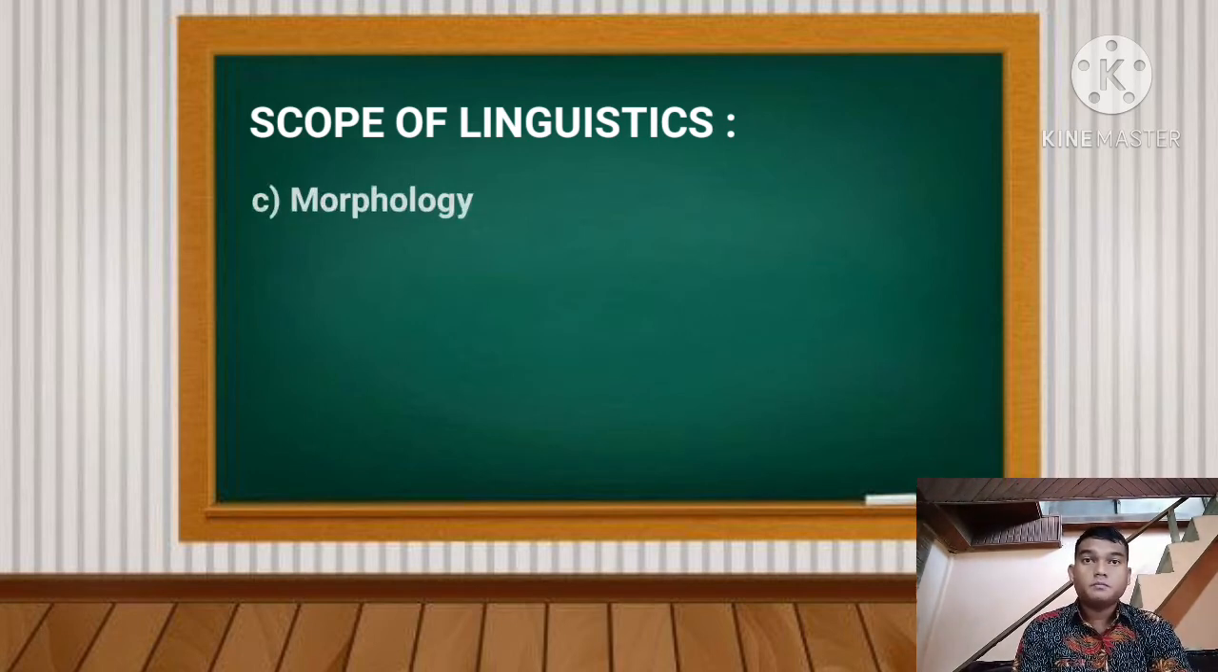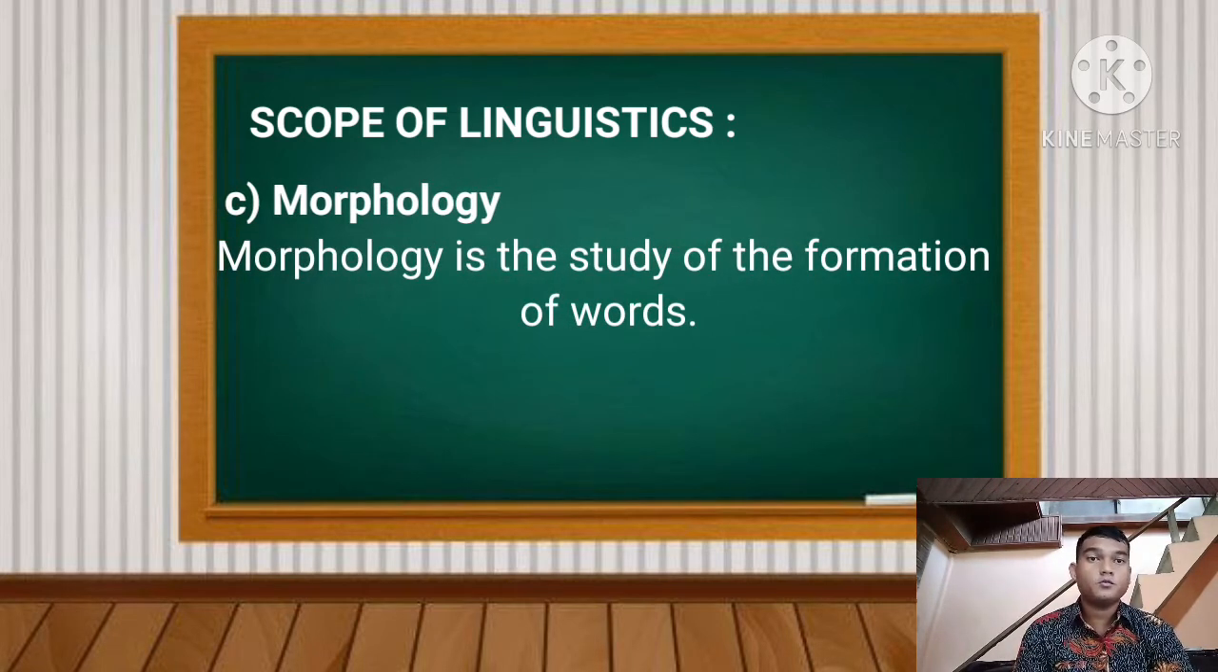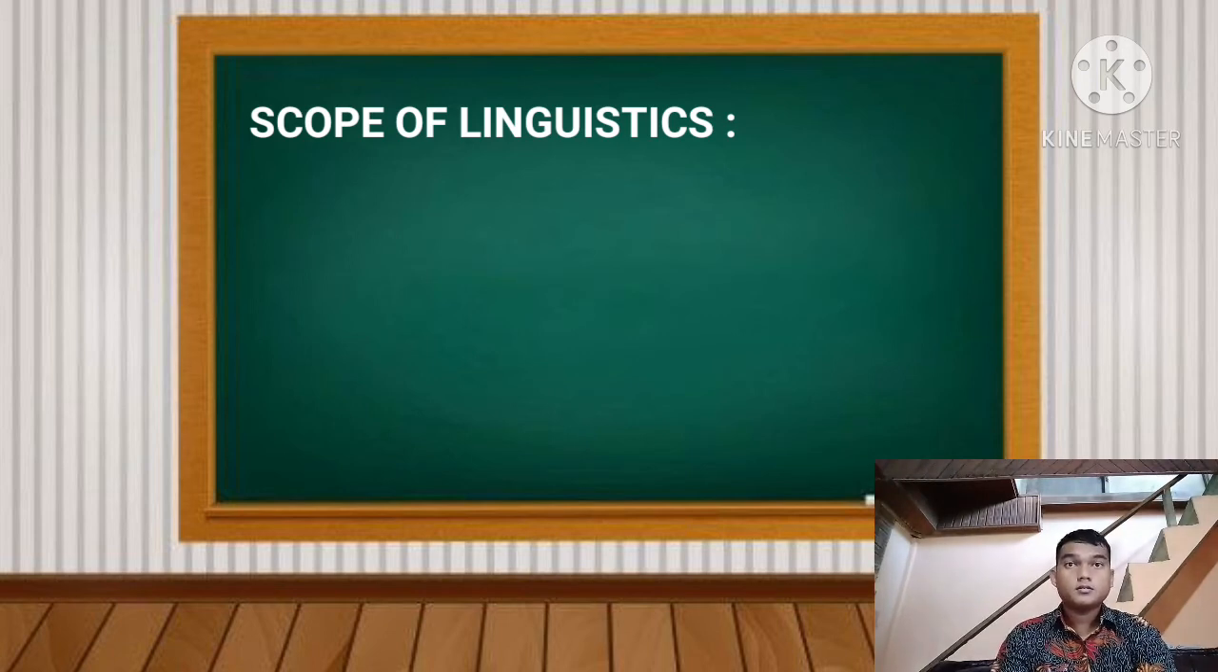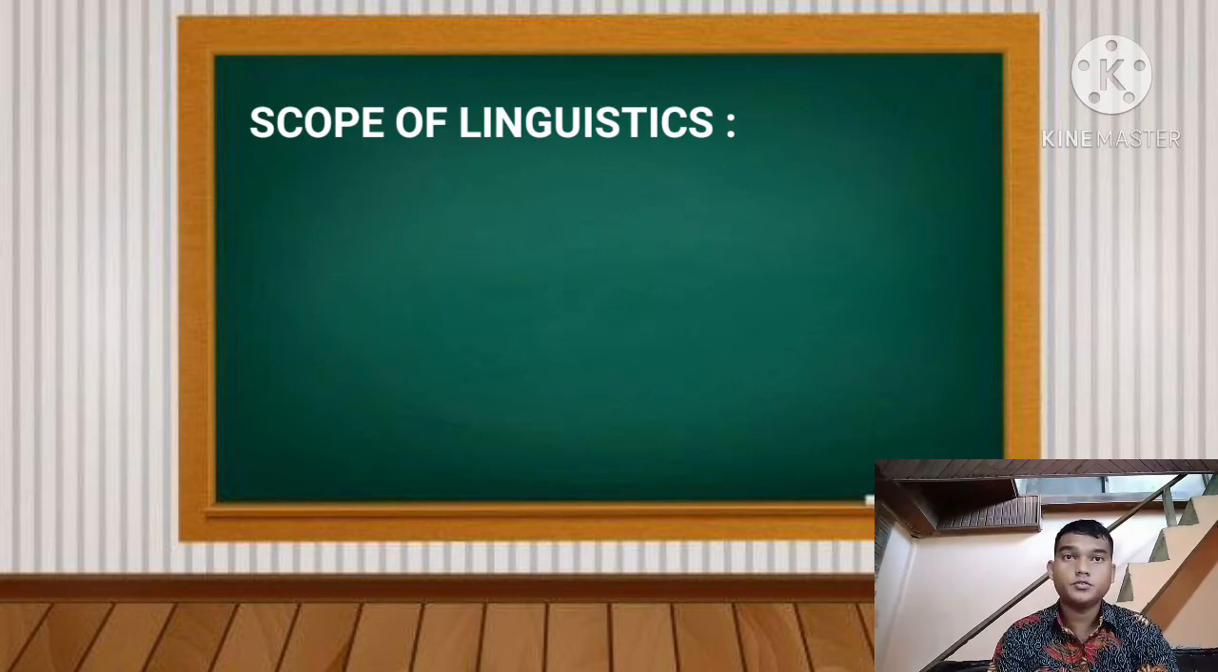Next, morphology. Morphology is the study of the formation of words. It is a branch of linguistics which breaks words into morphemes. It can be considered as the grammar of words, as syntax is the grammar of sentences. Next, syntax deals with the combination of words into phrases, clauses, and sentences. It is the grammar of sentence construction.